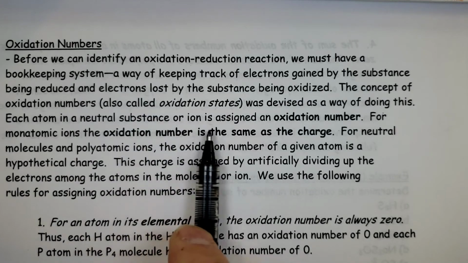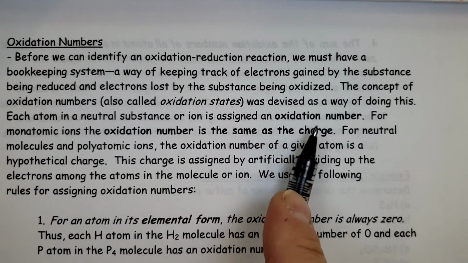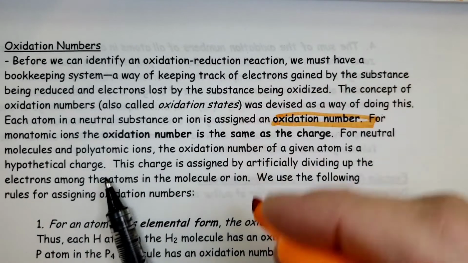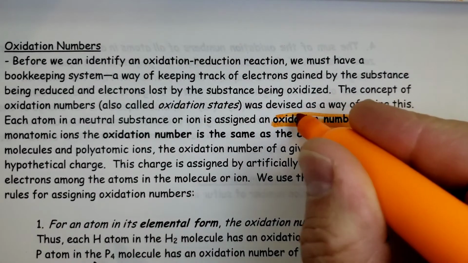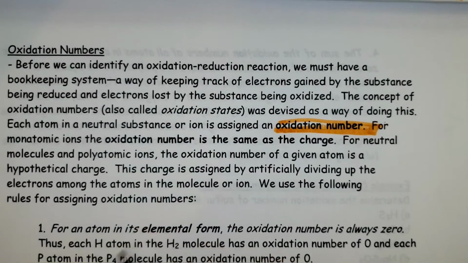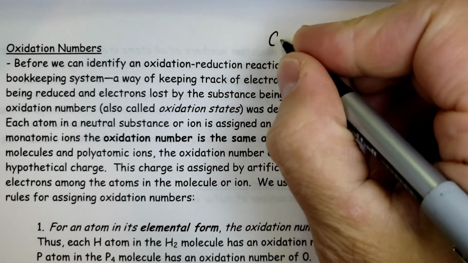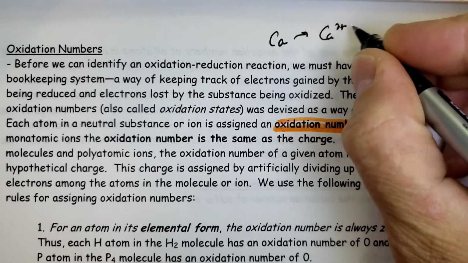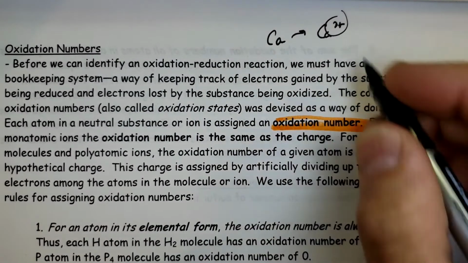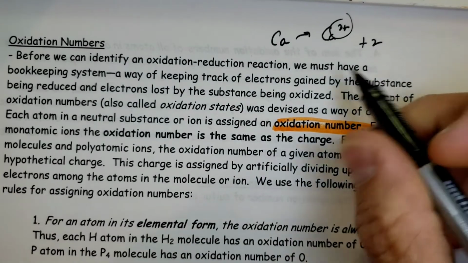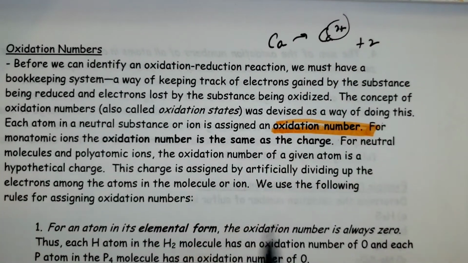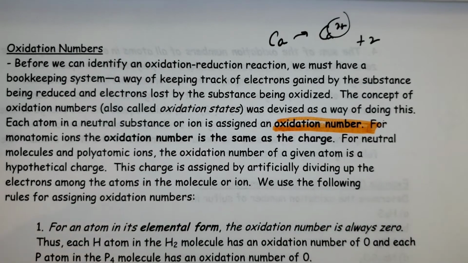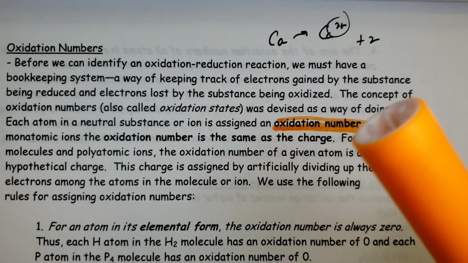Each atom in a neutral substance or an ion is assigned an oxidation number. For monatomic ions, the oxidation number is just the same as the charge. So for example, on the previous page we talked about calcium. It is very similar to the Ca2+, so it's going to have an oxidation number of +2. So we just write the positive sign on the opposite side. We need to know that in order to move on. So it's just simply equal to the charge.